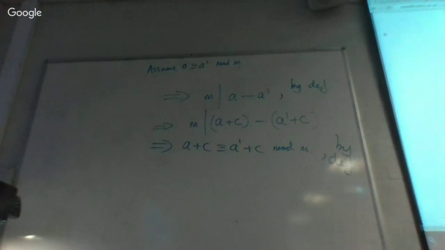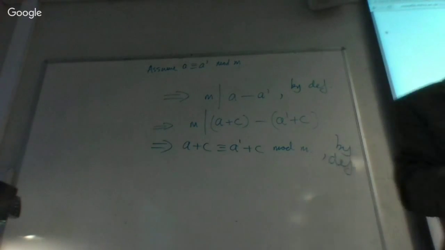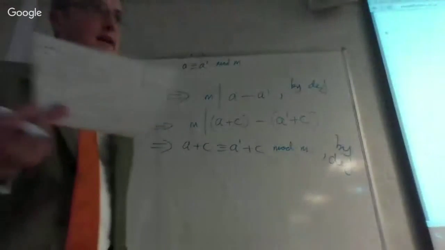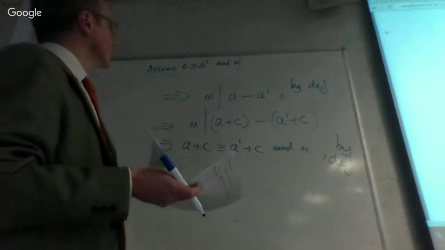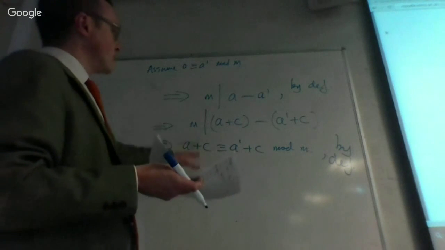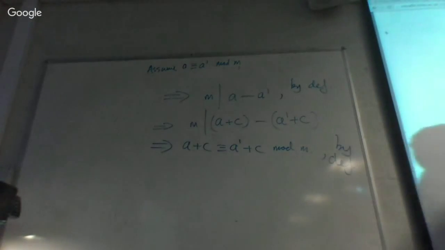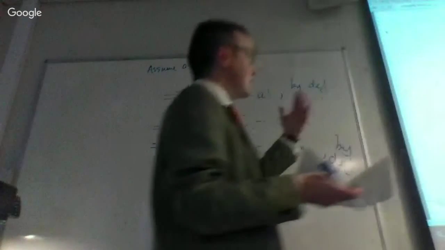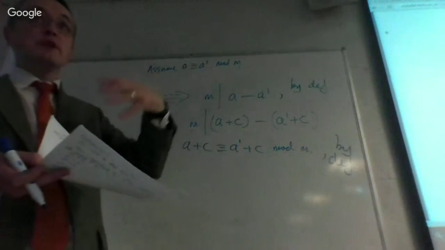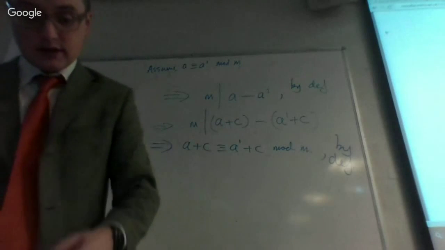We could have called a prime and b prime different letters, but it's more meaningful to call them a prime and b prime because I want to closely associate a prime with a and b prime with b. So that's the relationship of this property of congruence. If you start off with a congruent pair and you add some fixed number to both of them, you have a plus c and a prime plus c. Those will be congruent.